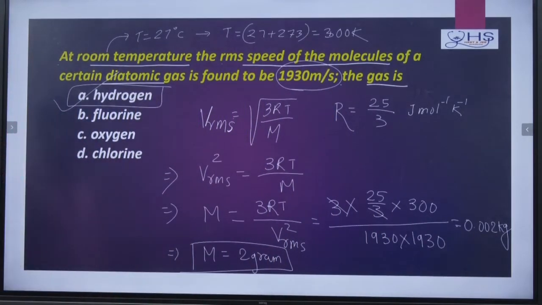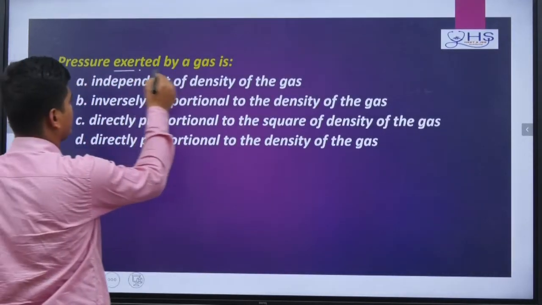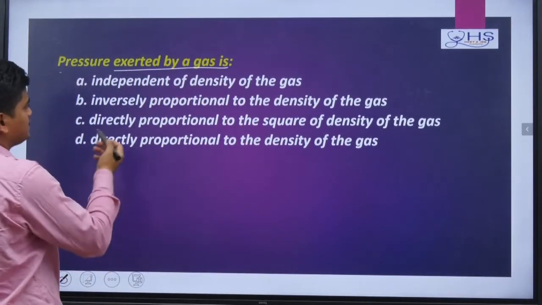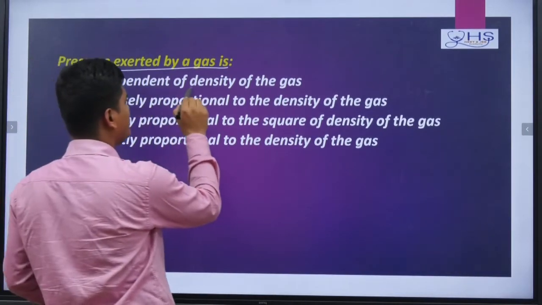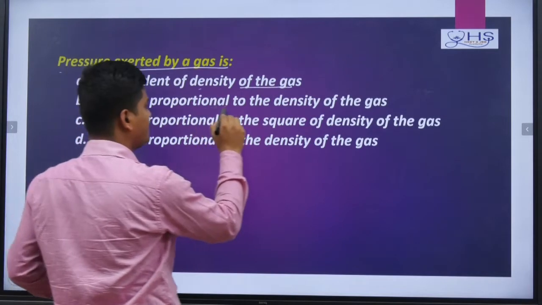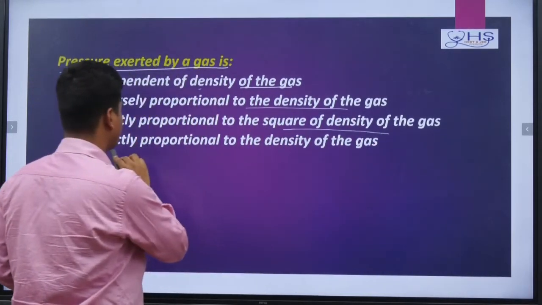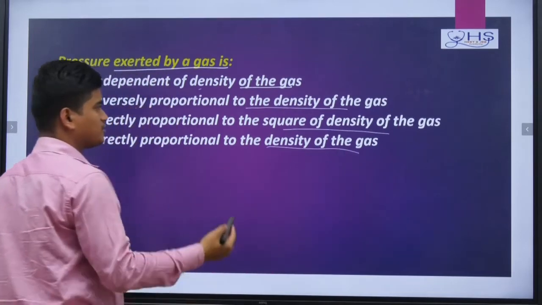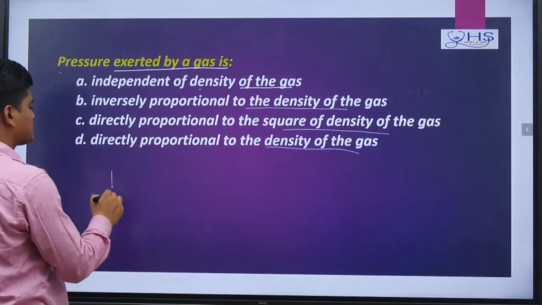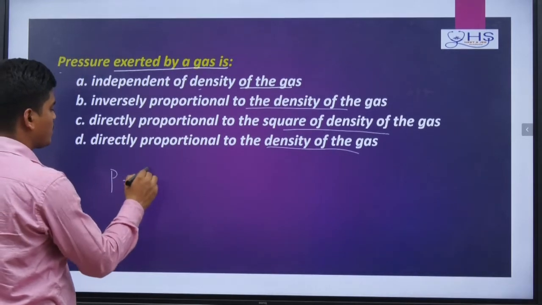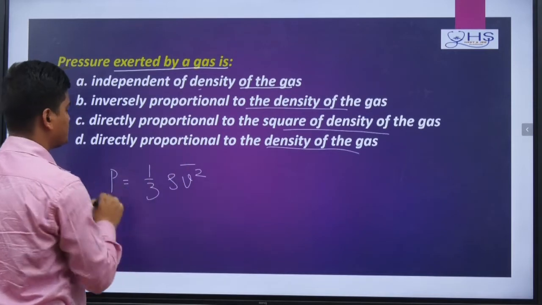Now, we will go to the next question. Pressure exerted by a gas is what? Some options are given here: independent of density, inversely proportional to density, directly proportional to square of density, directly proportional to density. This type of question they are asking. Remember, the formula for pressure exerted by a gas is 1 by 3 rho V square. Take the average here.